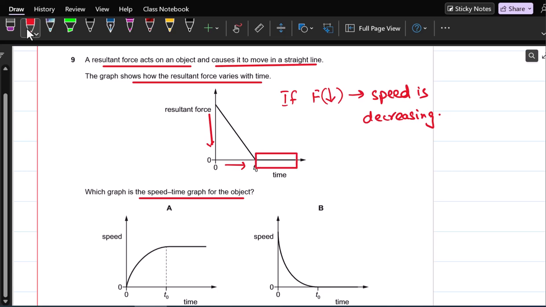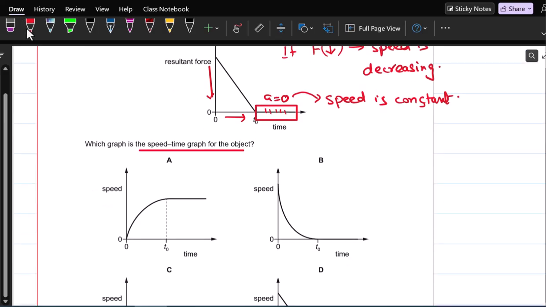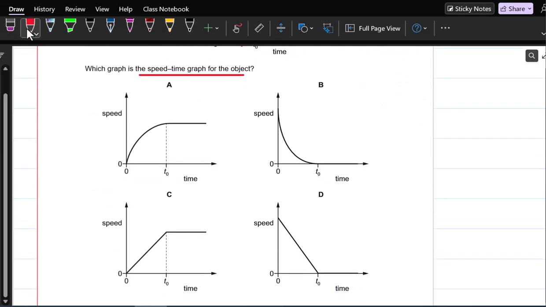And then you can see here what is happening. Time is still there, but force is going to be zero. It means acceleration is zero. If acceleration is zero, it means speed is constant. So we have to see where the speed is constant. Speed is constant in this graph and in this graph. Here speed is zero, here speed is zero, so B and D are not the right options. Here you can see speed is increasing. Here speed is increasing with a decreasing rate.